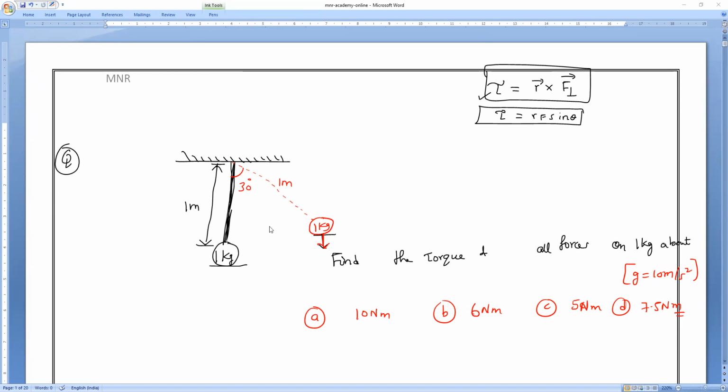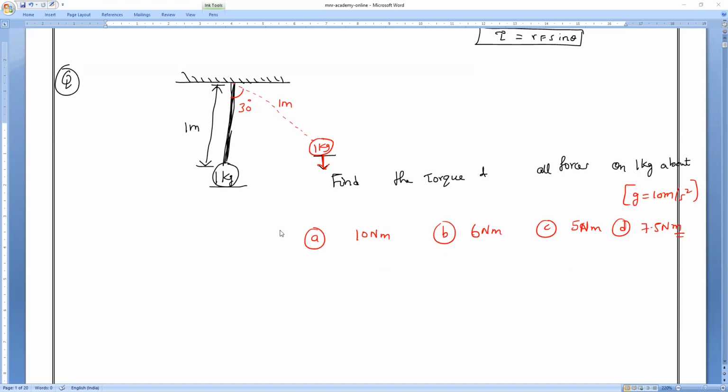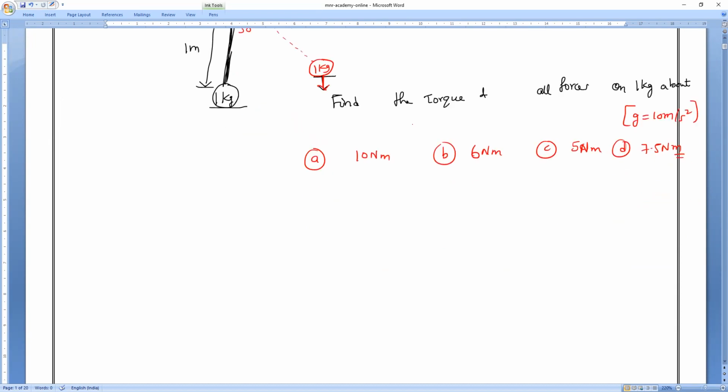So this is the question they have given. Now how to solve it? Imagine the mean position, where the pendulum is here. Can I modify the diagram like this? You can all see. This is the pivot point. From the mean position, the bob has been displaced with what angle? The bob has been displaced by 30 degrees.